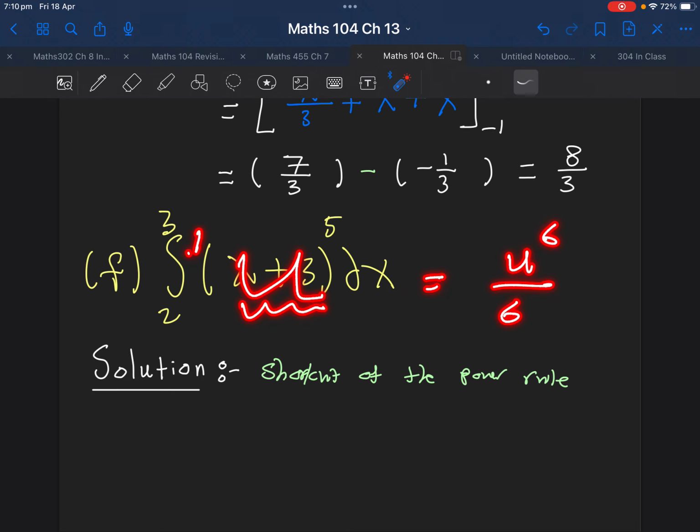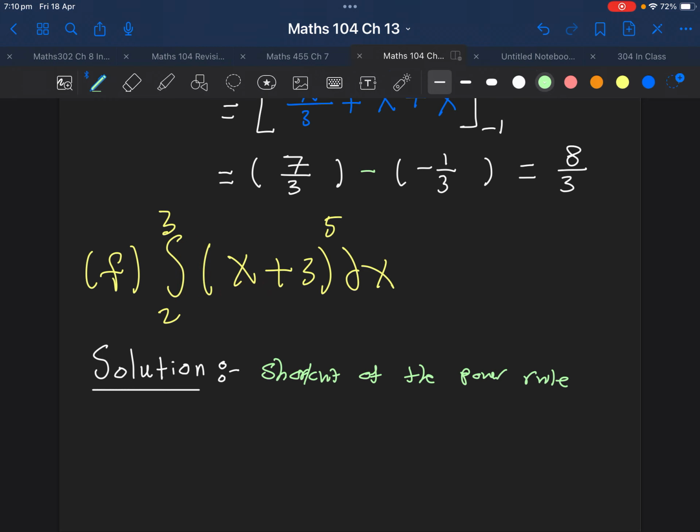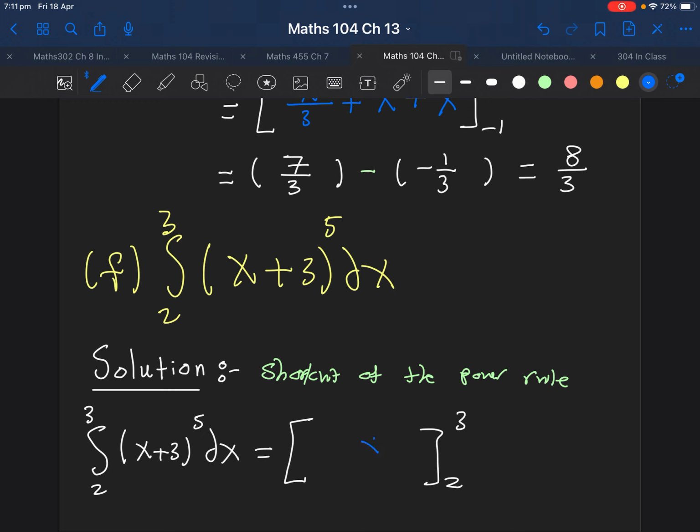Now, if this is u, u prime must be here. But what is u prime? u prime is 1, because the derivative of x is 1, so it's already there. So I can directly use the power rule. Please review what we did in the power rule before, and that will be (x + 3)^6 over 6, and that's what we need to plug in with the calculator, all the numbers. So we get a number minus a number, and then we will get the final answer.